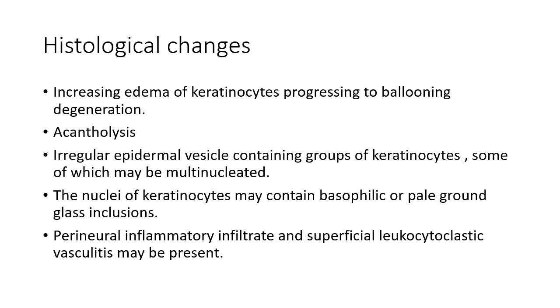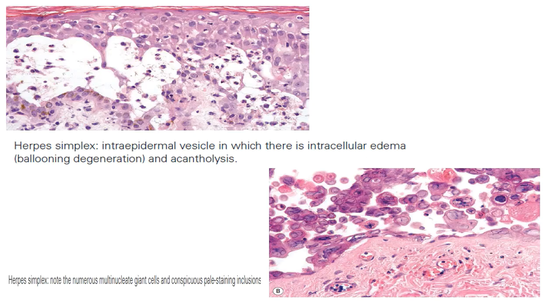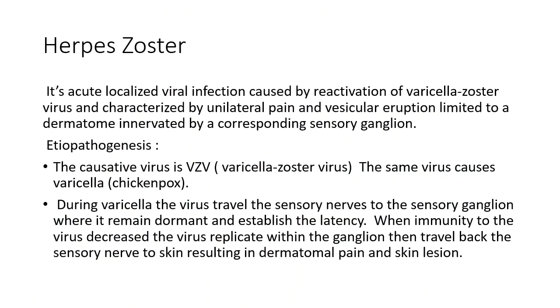Herpes zoster now. It's an acute localized viral infection caused by reactivation of varicella zoster virus and characterized by unilateral pain and vesicular eruption limited to a dermatome innervated by a corresponding sensory ganglion. The etiopathogenesis: the causative virus is varicella zoster virus. The same virus causes varicella, chickenpox.